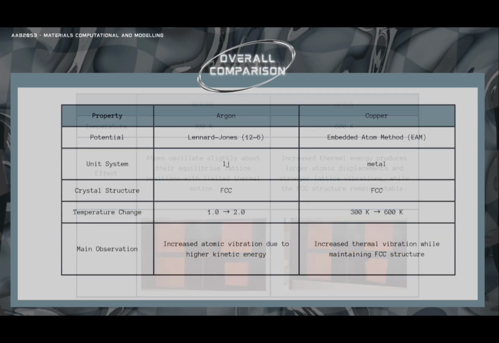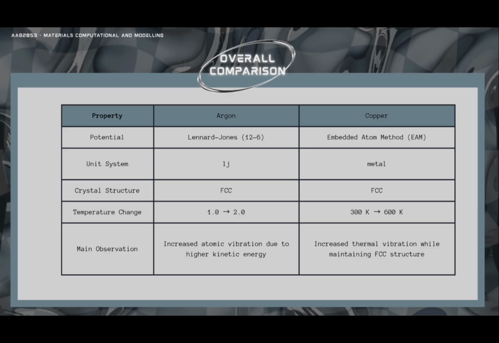Overall, argon and copper both use FCC structures, but they use different interaction potentials. Argon uses the Lennard-Jones potential because it is a noble gas with simple atomic interactions. Copper uses the EAM potential because metallic bonding depends on the surrounding electron density. For both materials, increasing temperature causes stronger atomic vibration due to the increase in kinetic energy.